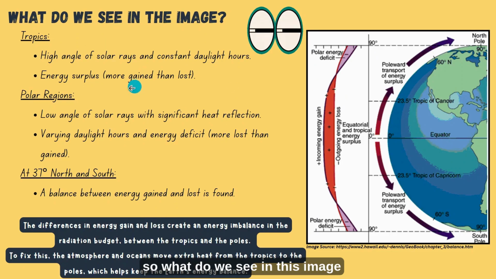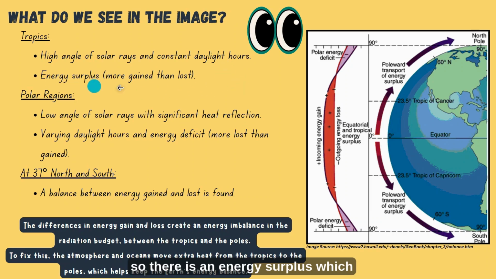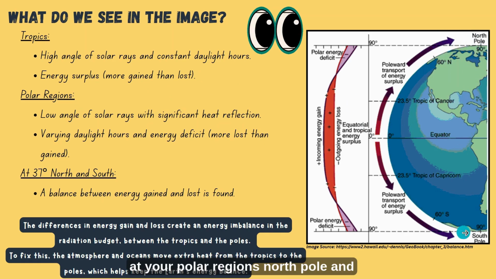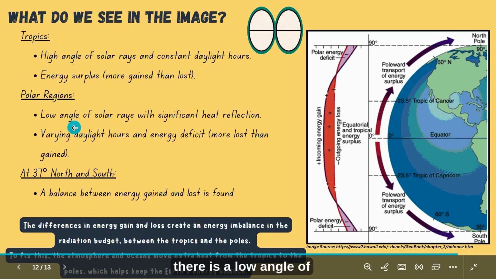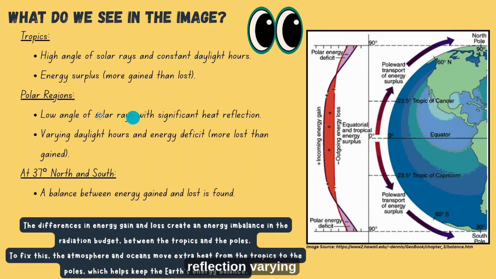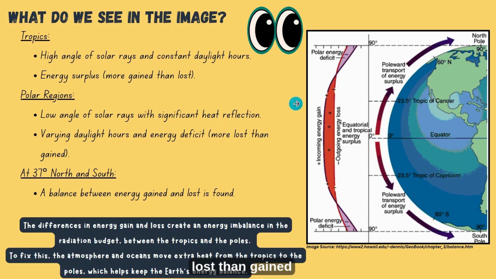So what do we see in this image? At your tropics, the Tropic of Cancer and the Tropic of Capricorn, there is a high angle of solar rays and constant daylight hours. So there is an energy surplus, which means more energy gained than lost. At your polar regions, the North Pole and the South Pole, there is a low angle of solar rays with significant heat reflection, varying daylight hours and energy deficit, meaning more energy is lost than gained.